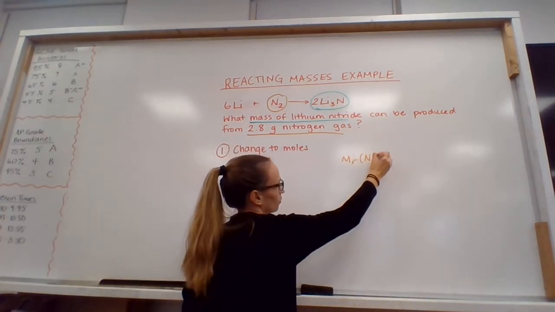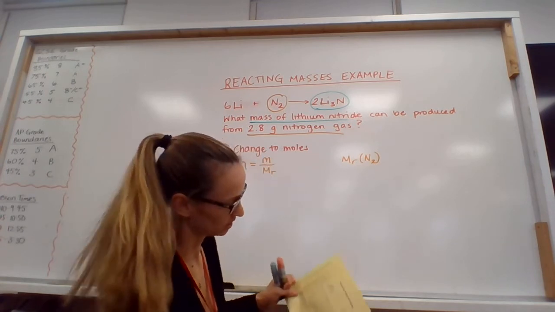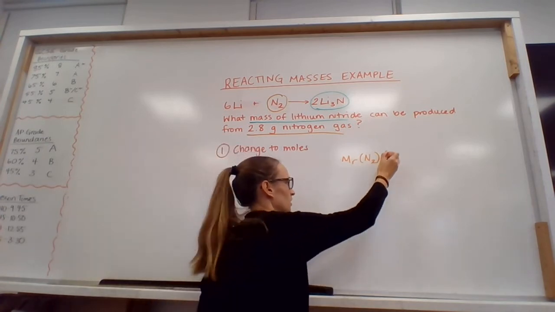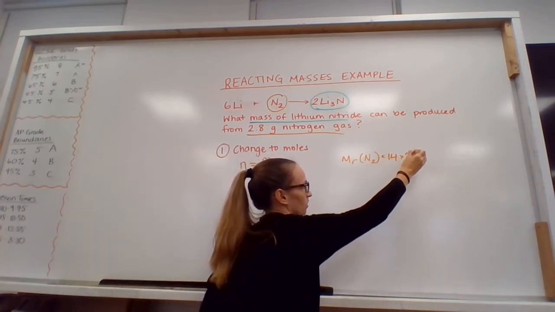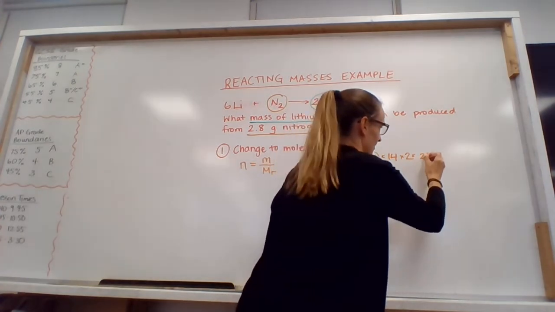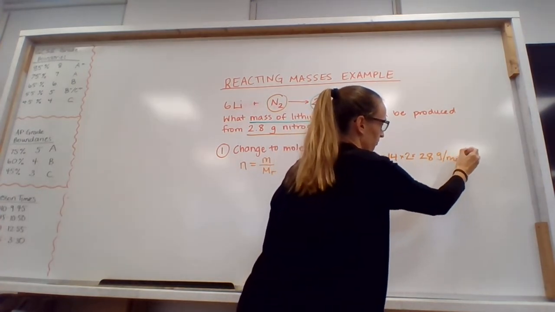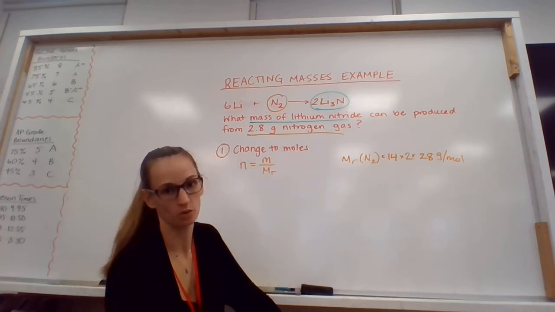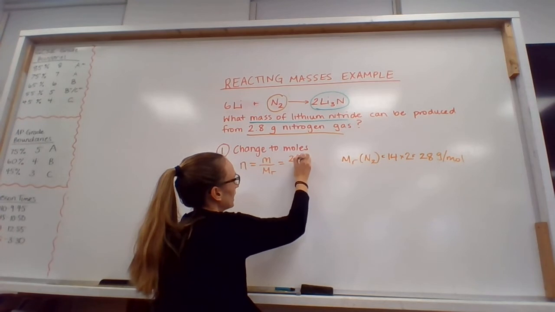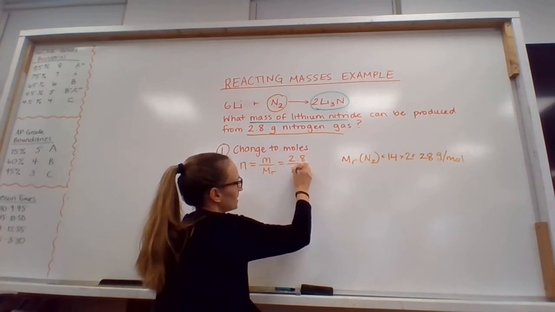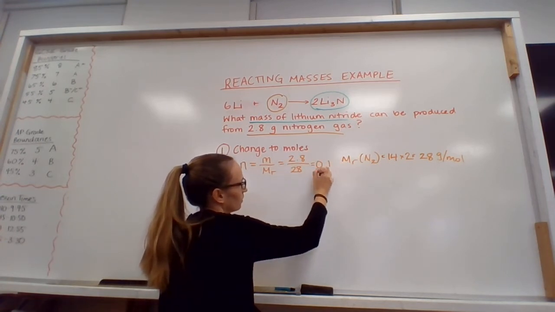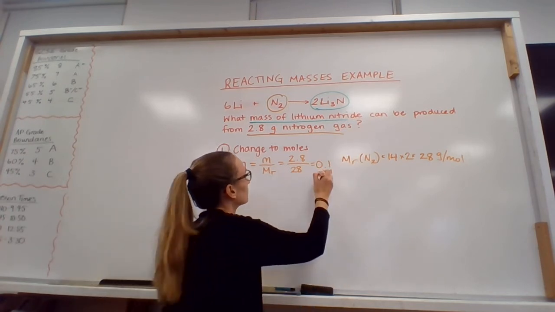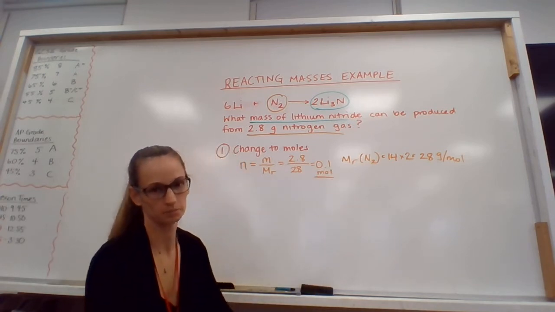The MR of nitrogen, N2, is simply the atomic mass of nitrogen, 14, doubled. So 14 times 2, or 28 grams per mole. All right, once we have that, we can just substitute into the equation. Mass, 2.8, MR, 28, to give us a nice even 0.1 moles of nitrogen. All right. So that is step one complete.